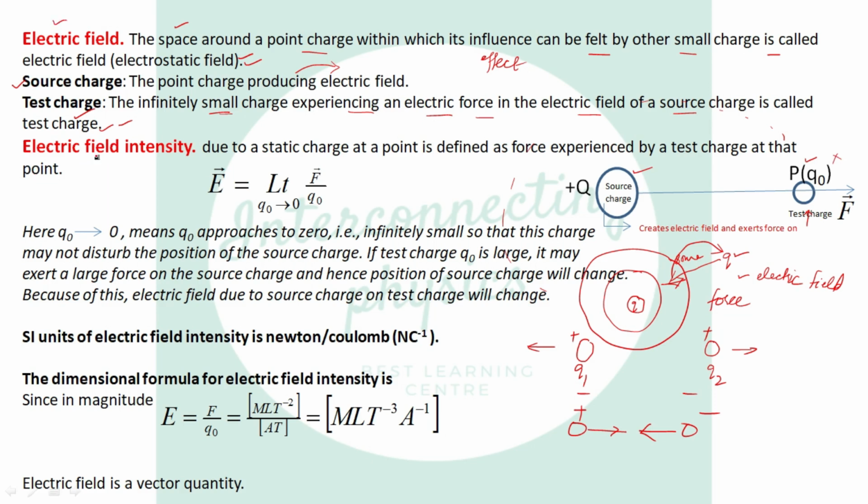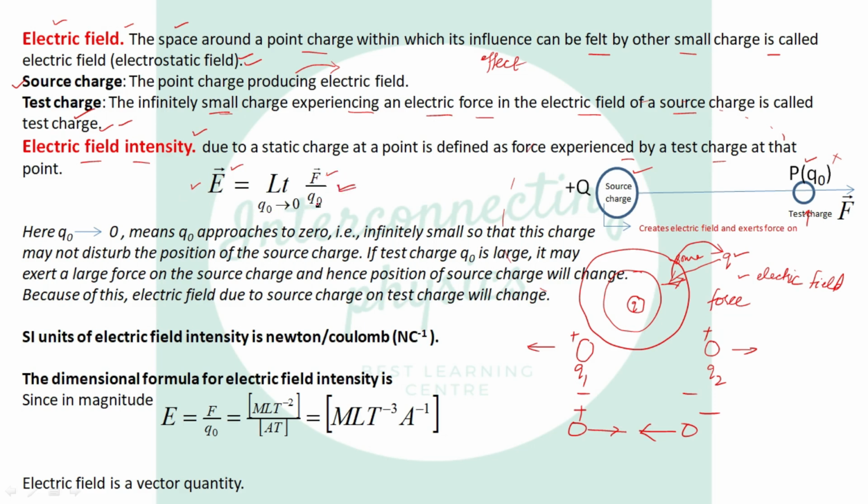Now what is electric field intensity? See, electric field intensity and electric field is one and the same thing. So let us now define its formula. So electric field intensity due to a static charge at a point is the force experienced by test charge. So E vector, it is denoted by E vector and it is a vector quantity which is equal to limit Q naught approaches to 0 F vector divided by Q naught.